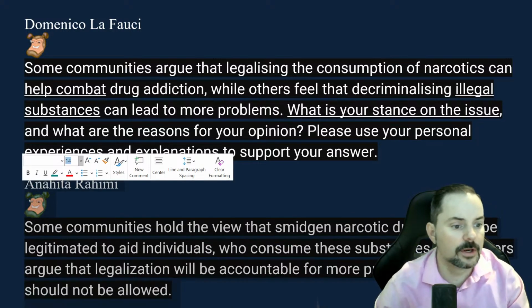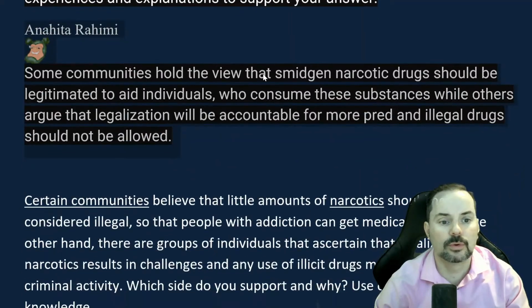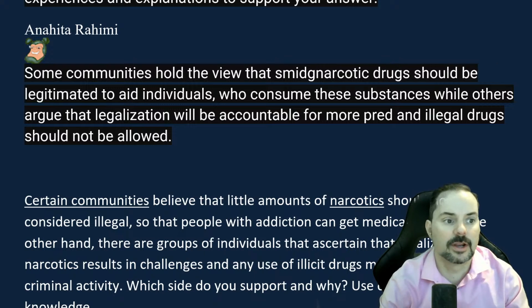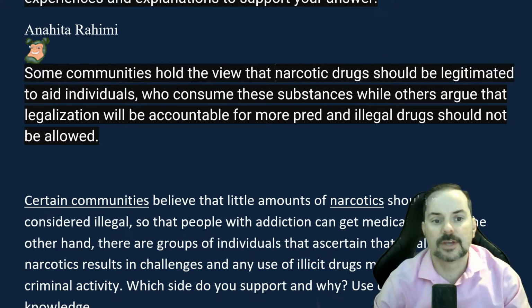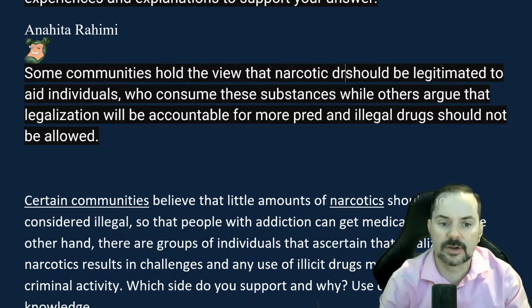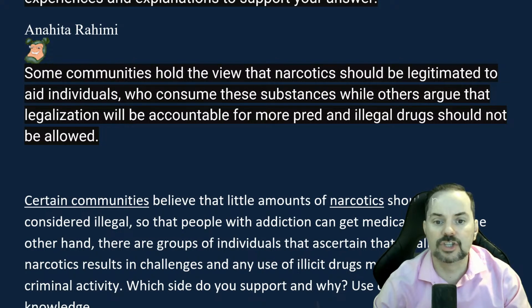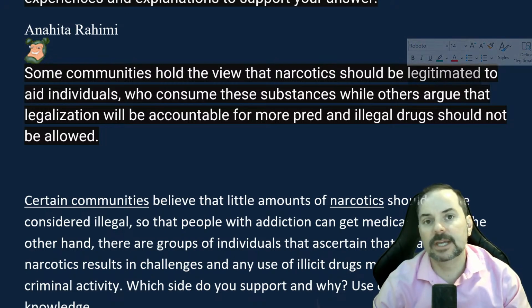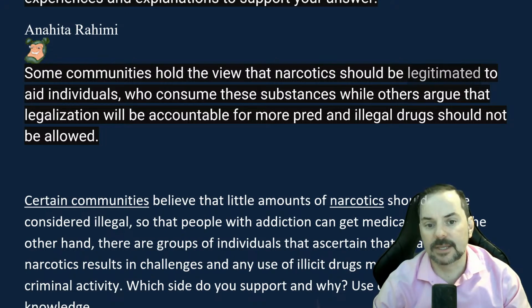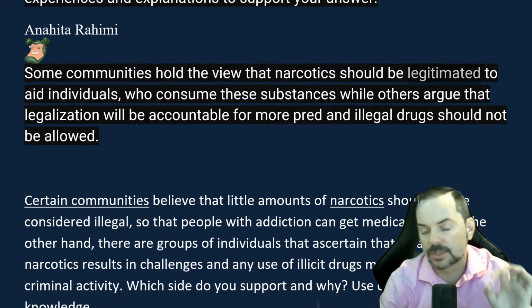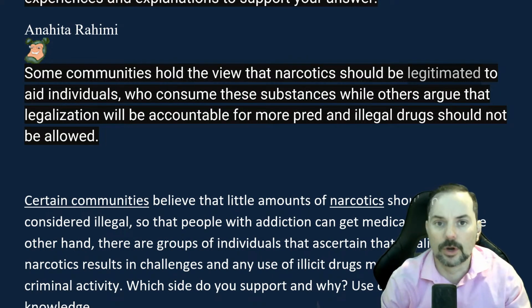So here we go. Some communities hold the view that narcotics... we don't need the word smidgen here, Anahita, it's a little bit off too. Narcotics includes the word drugs, so you don't need drugs. Hold the view that narcotics should be legitimated... legitimate means more like it's the original or it's approved. It's close, but it's not the right word in this context.